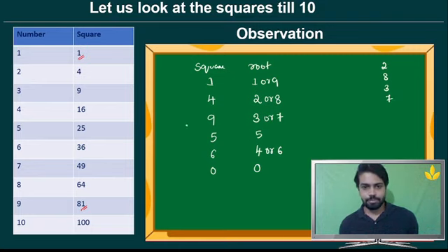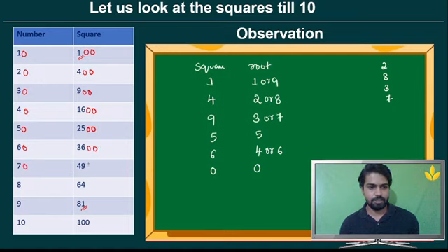Remember this. Also, if I write 10, what happens? Its square will have 2 zeros. Here 10 gives 100, 20 gives 400, 30 gives 900. This is going to help us find the range in which the given square exists. You will understand what I am saying with an example, right? So this you have to remember.